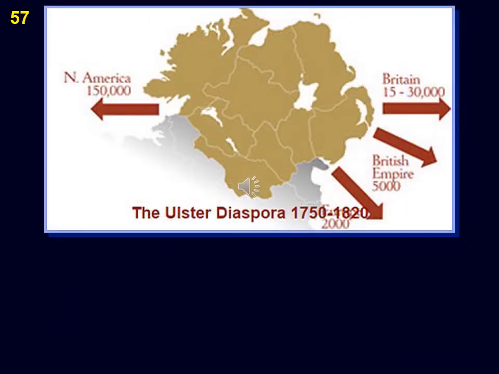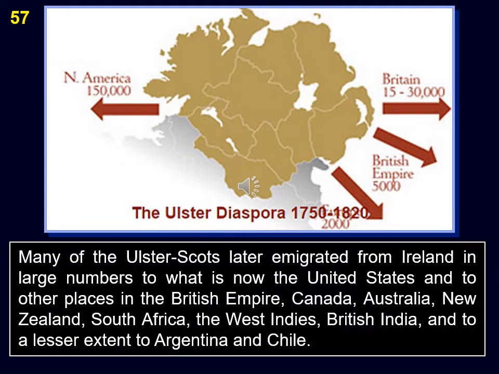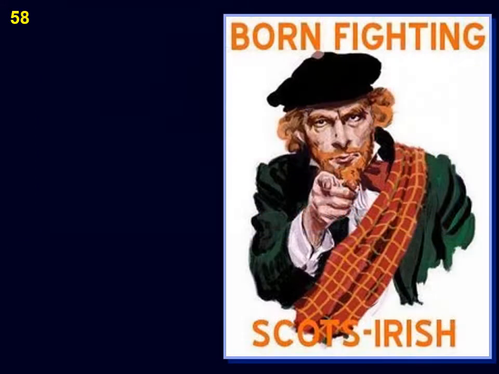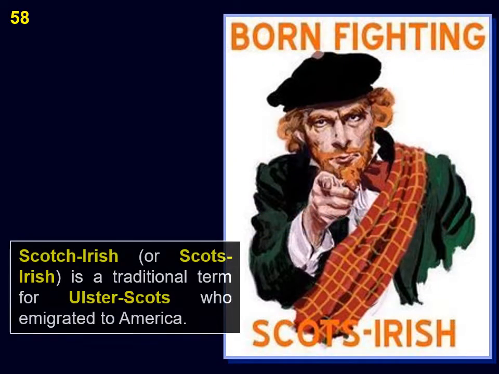Many of the Ulster Scots later emigrated from Ireland in large numbers to what is now the United States, and to other places in the British Empire: Canada, Australia, New Zealand, South Africa, the West Indies, British India, and to a lesser extent to Argentina and Chile. Scotch-Irish is a traditional term for Ulster Scots who emigrated to America.